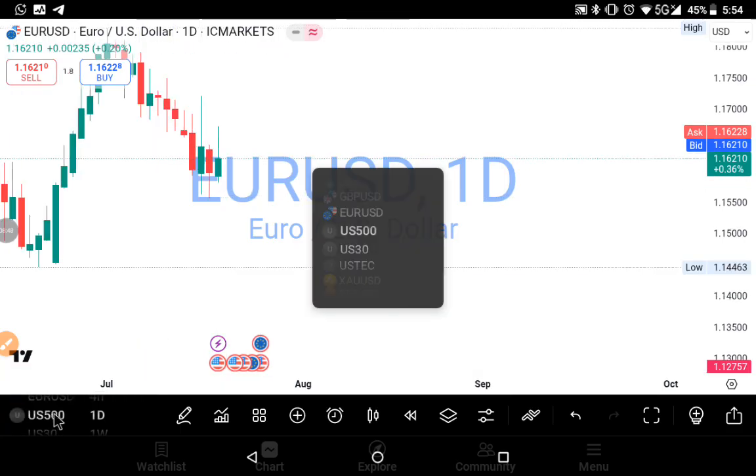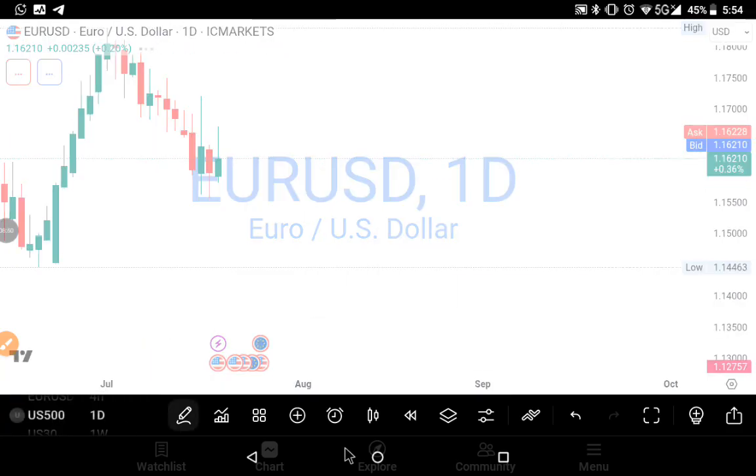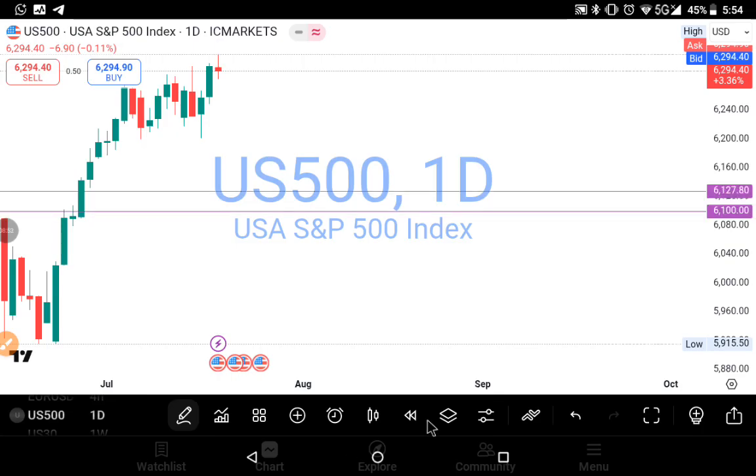So we'll go to S&P 500. S&P 500, what am I watching? In S&P 500, I was watching the level 6127.80 to be a support that will take us into 6,300.